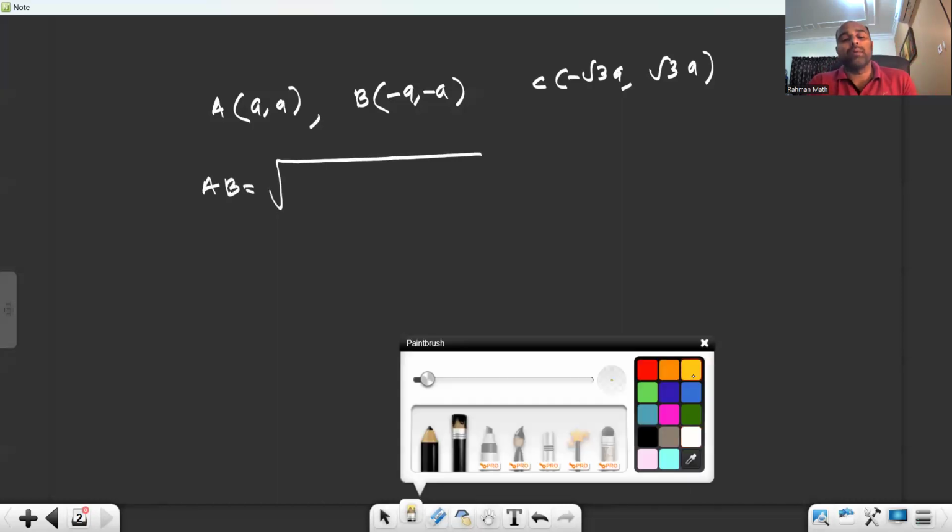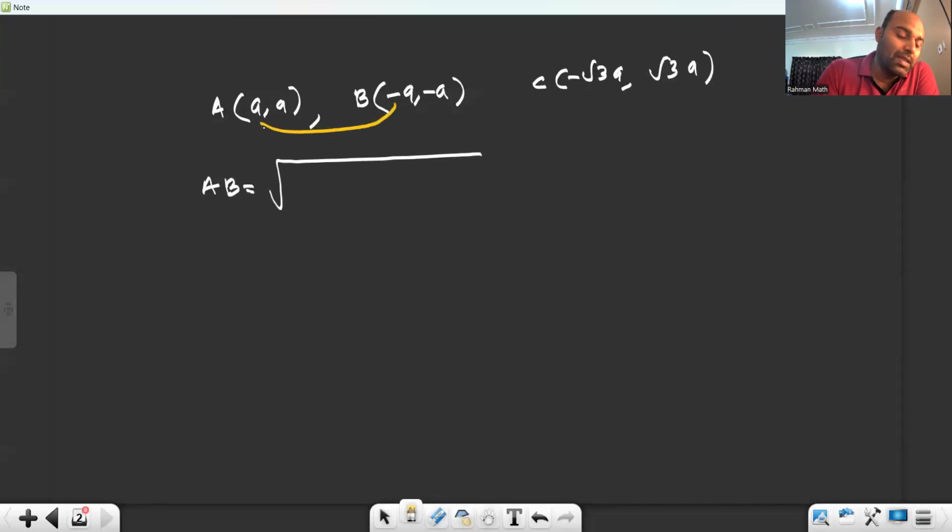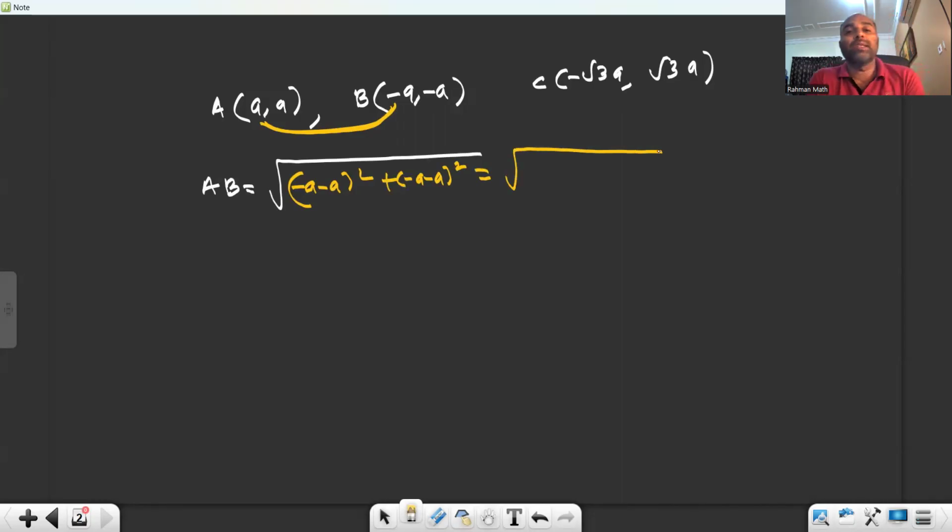AB is the root of, applying the distance formula, x2 minus x1 whole square, so minus a minus a, minus 2a whole square, plus again minus 2a whole square. Minus 2a square means 4a square, and again 4a square.